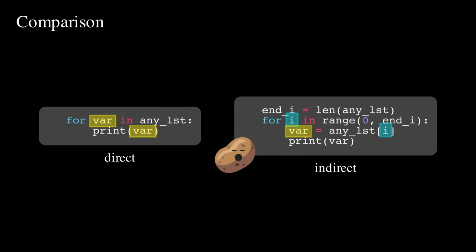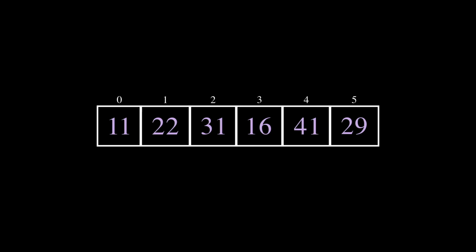Potato is like, the indirect method is so inefficient. Why would anyone ever want to loop over a bunch of indices? Just do it directly. Thank you, Potato. That's indeed a very good question. It turns out looping over indices has the advantage in certain cases.